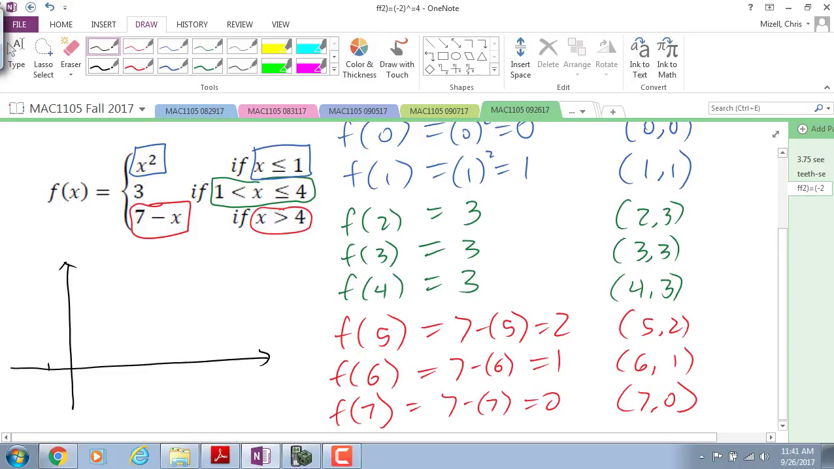I'm going to go as far to the left as -2 and as far to the right as 1, 2, 3, 4, 5, 6, 7. As high as 4 and as low as, well, we may not have to go much below the x-axis. So plotting these points, -2, 4, -1, 1, 0, 0, and 1, 1, we have a piece of the graph of y equals x squared.